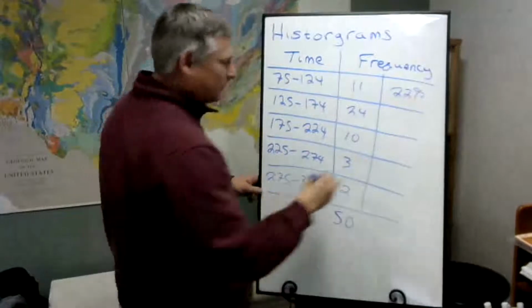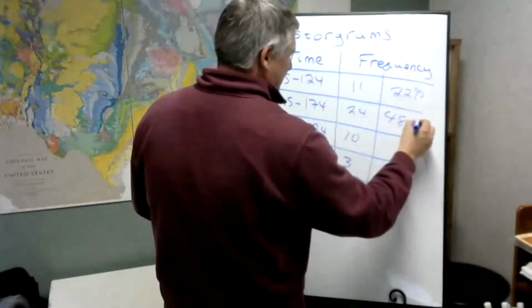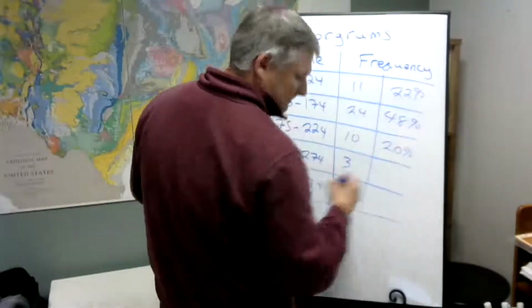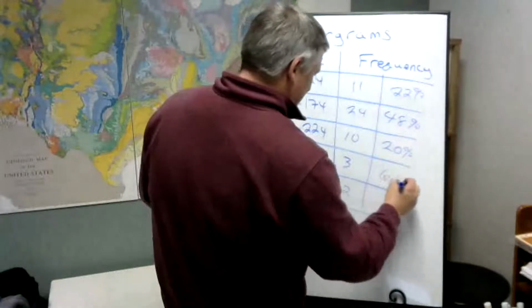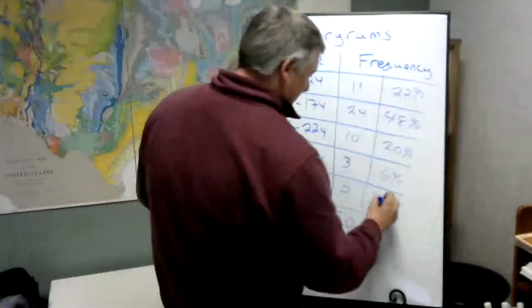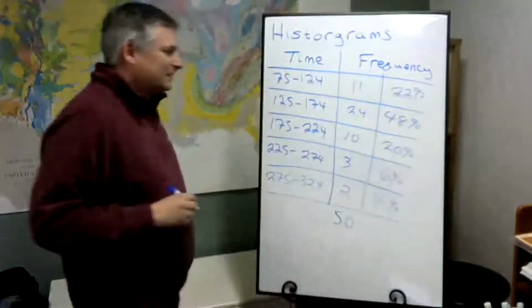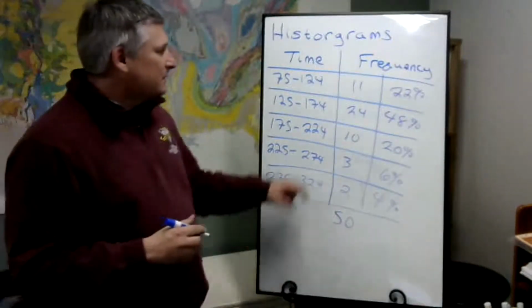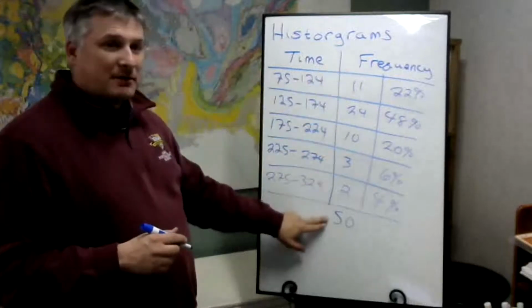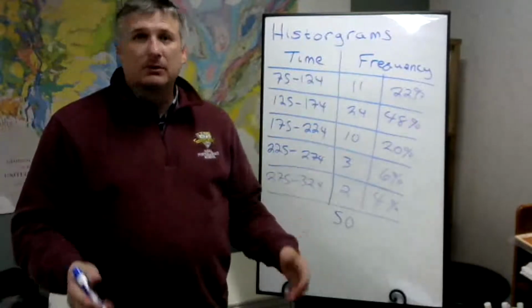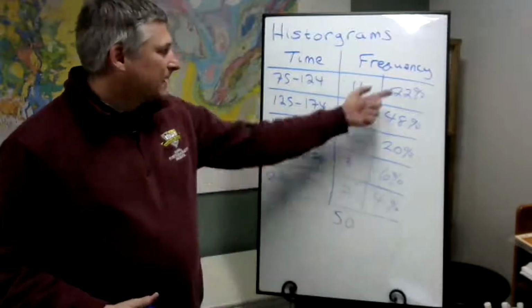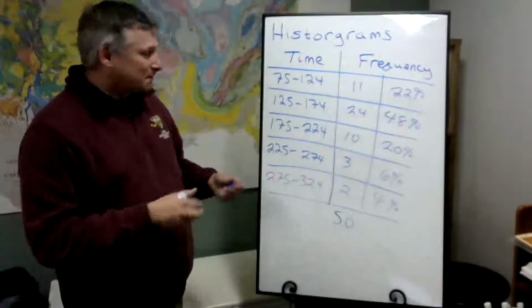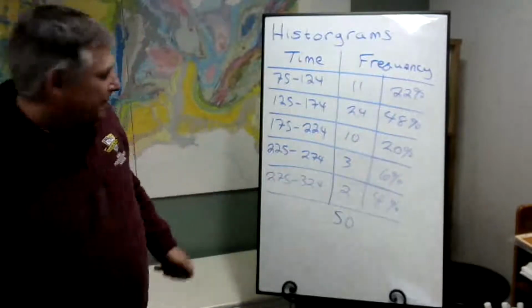And then 24 out of 50, and then 10 out of 50, 6%, and 4%. So there we go. If you want to find the percent, take the frequency, divide by the total, you'll get some decimal number, multiply by 100%, and that gives you these numbers. So we have our frequencies, we have our relative frequencies. So we're going to put this on a histogram.